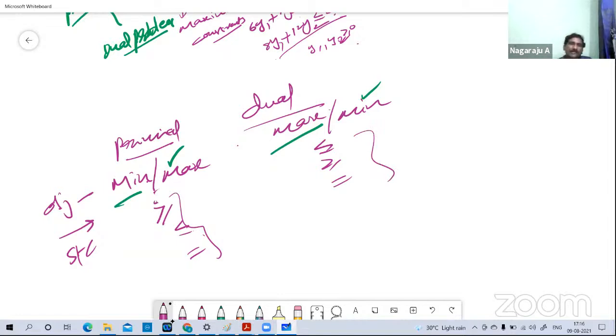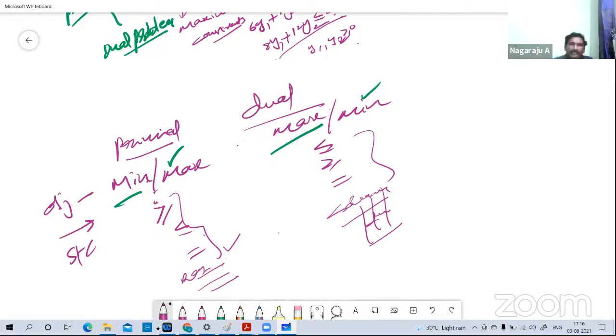Now coming to another point: the rows of the primal will be converted into columns of the dual. This is the only difference between them, primal to dual. The simplex method we apply to the primal, the procedure is the same for the dual, and we obtain the same optimal solution. This is the overall idea of how we can solve the problem.